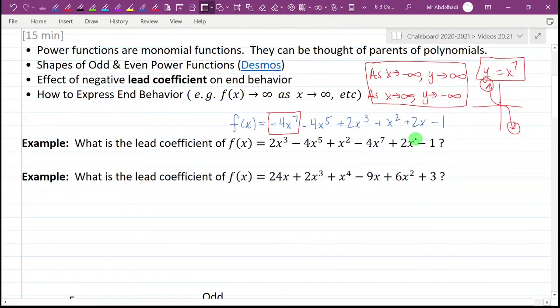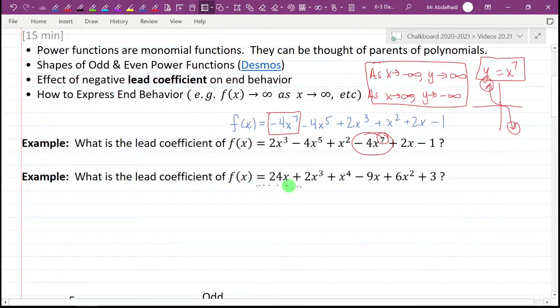These are all questions that are going to be on the homework tonight. If you're given something like this, what is the lead term? The lead term is -4x to the 7th. What is the degree of the function? The degree is 7. What is the end behavior? Well, draw yourself this little sketch and then realize, okay, here's the end behavior.